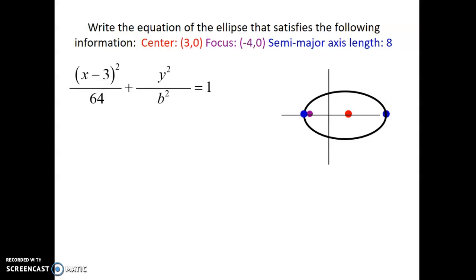Since we know the distance between the focus point and the center is 7, your C value is 7, your A value is 8. Combine those and then divide by -1 and you get B squared is equal to 15. So we can just replace B squared with 15 and be done with it. Again, there's no need to square root both sides because we're not looking for B in our equation.